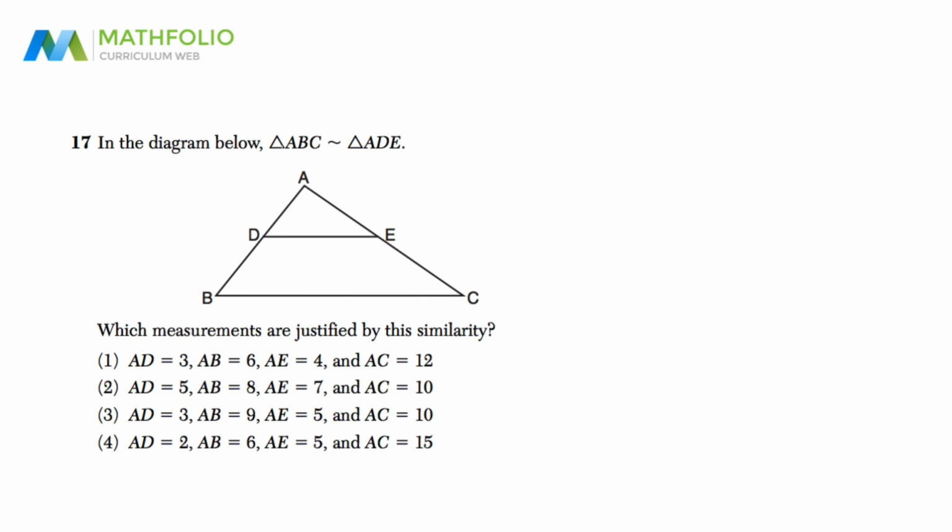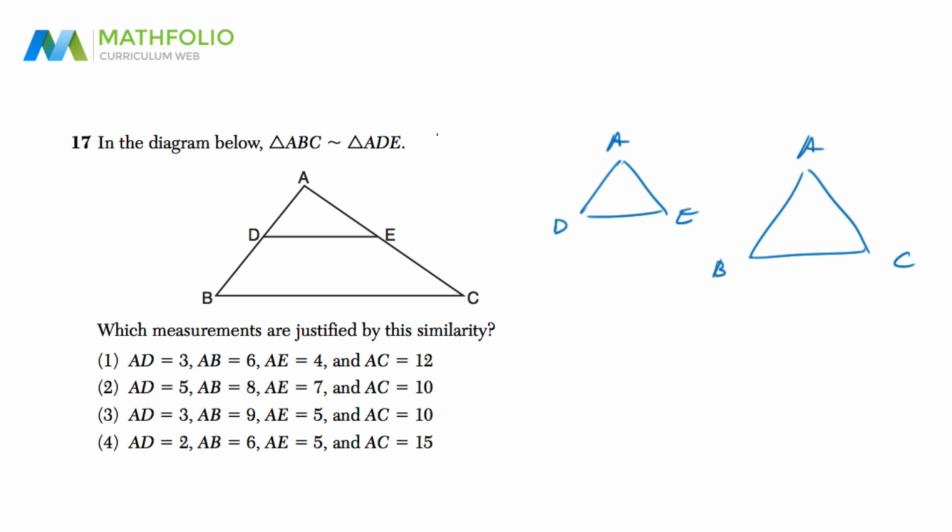So let's take a look. I'm going to separate these triangles because sometimes it's easier. So this is A, D, and E, and the other triangle is A to B to C. It says which measurements are justified by this similarity.